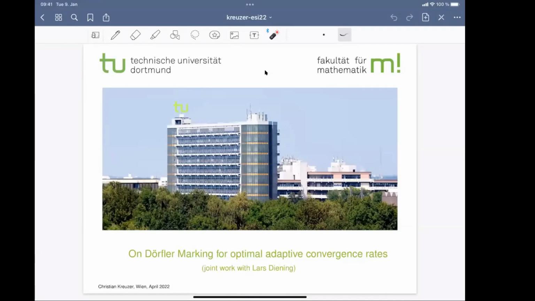I will talk today on a question about a technical parameter in adaptive convergence or optimal adaptive convergence theory, and in particular on the Dörfler marking parameter. In fact, it can be shown that this marking parameter leads to optimal convergence rates whenever it is small enough, and the question is whether this is necessary or even a sharp bound.